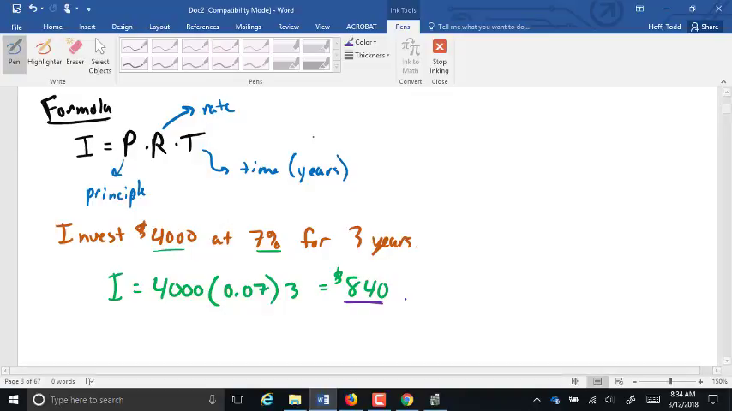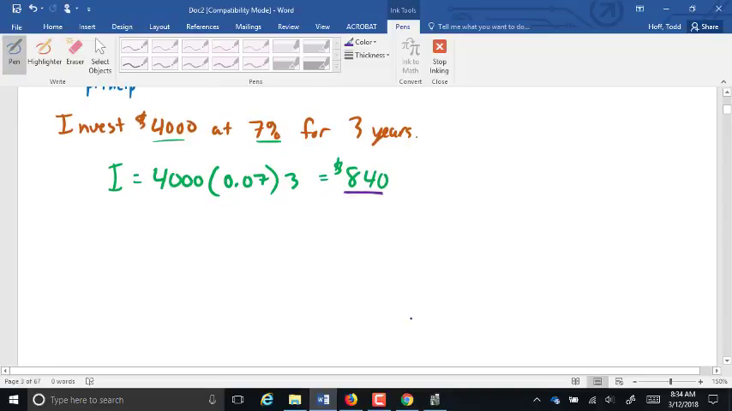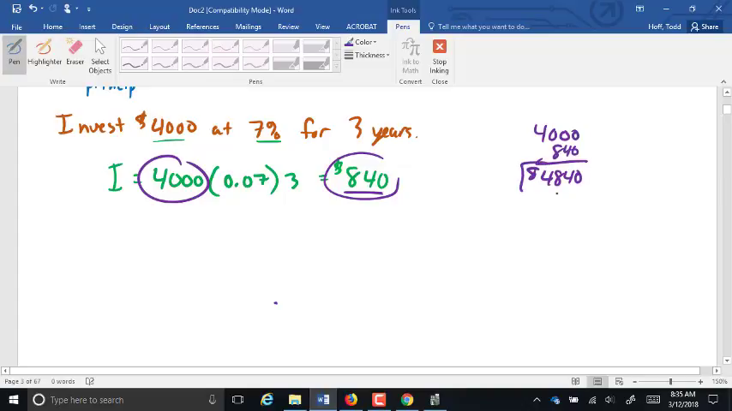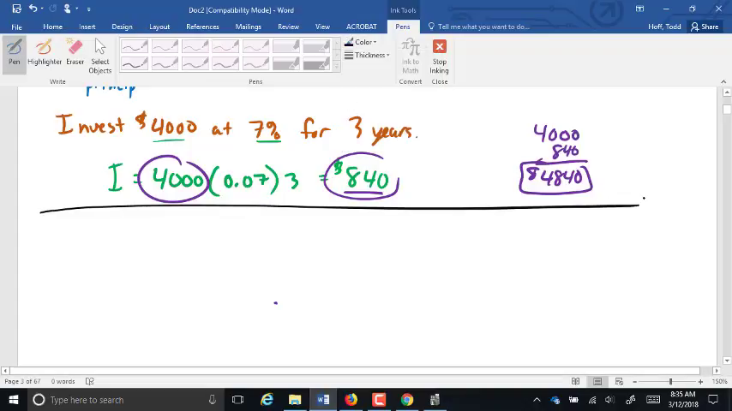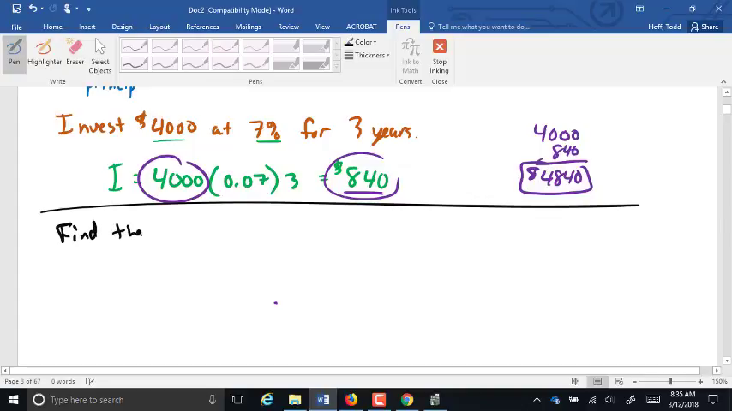Now, the next step of that, if you wanted to, you could find the balance in the account. You'd have to add that 4,000 you started with, your principal, to your interest. Well, what we're concerned about today is how do you use that formula in problem solving? You might ask, find the rate. Here I gave you that time in years of 3 years.